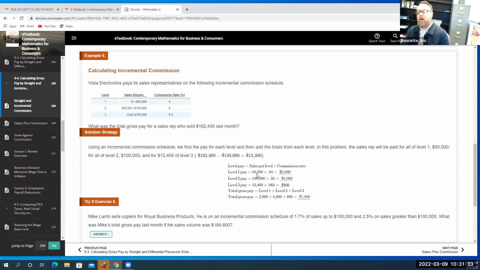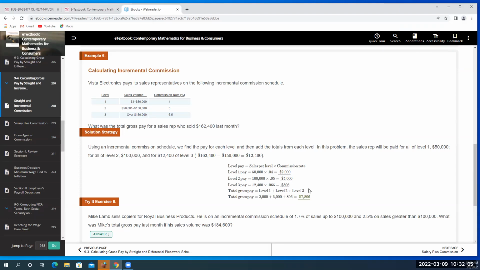So level pay 1 for the first 50,000, you get 4%. So they get $2,000 commission. For the next 100,000, they're going to get, because they did 162,400, they're going to get 5%. So there's 5,000. And then for the last one, they were $12,400 over 150, so they get 6.5% on that amount. And so if you add all 3 levels of pay, their paycheck at the end of the month gross was $7,806. So pretty cool.